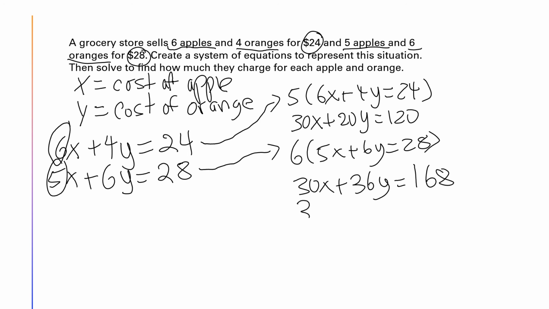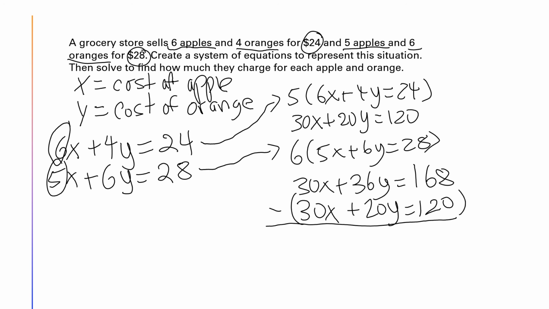Let's write the first equation underneath, and then we can subtract. Now we can eliminate 30x, and so that gives us 16y equals 48. So when we solve for y, we get y equals 3.